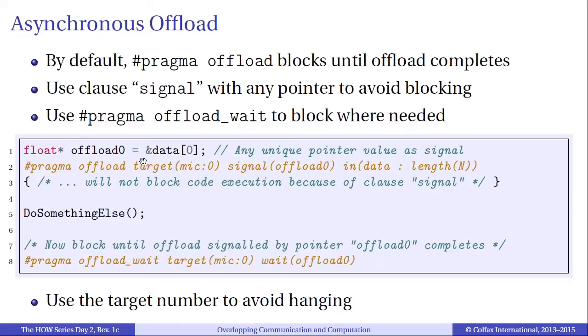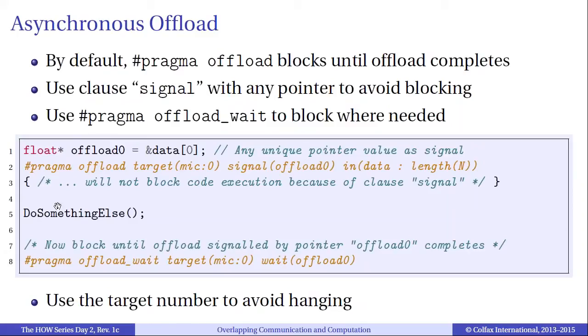When I start the offload, I can include the clause signal, and it takes an argument. This argument is essentially the identifier of the signal, and this identifier basically has to be a 64-bit unique value. It is very convenient to pass a pointer, ideally the pointer to your data, as the signal. When you do that, offload will begin, but control will immediately return to the host.